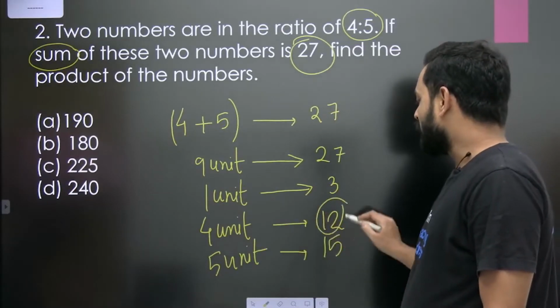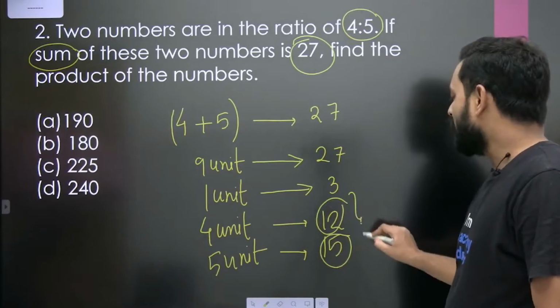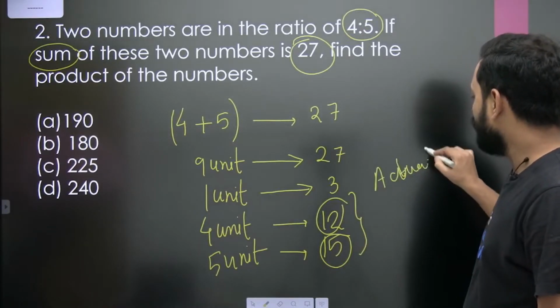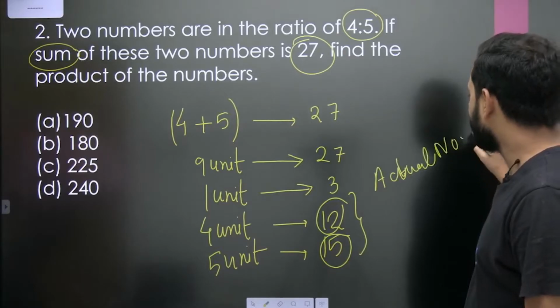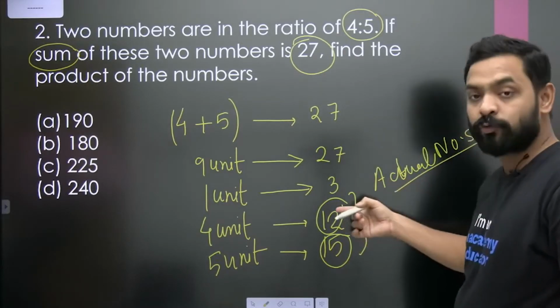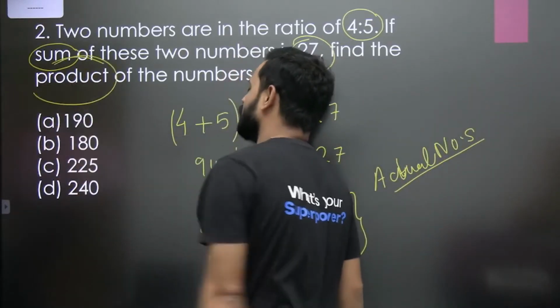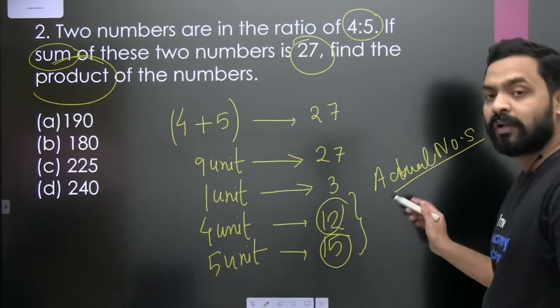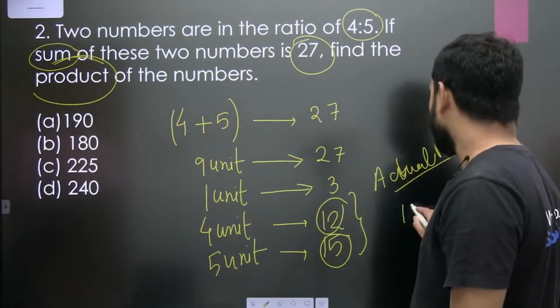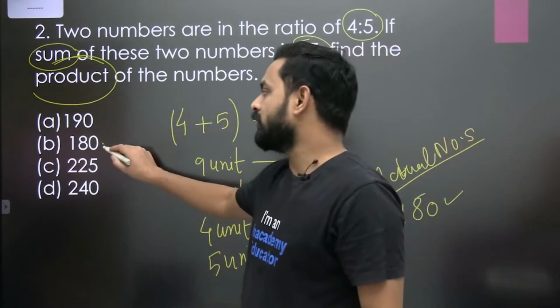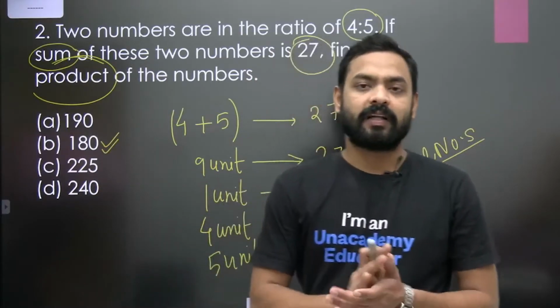So these are the actual numbers. Okay? See, the ratio is 4:5, and I have to find out the product of these 2 numbers. The product means 12 into 15. 12 into 15 is 180. So 180 is the right answer. And this is a 30-second approach to solve this question. Option B would be the right answer.